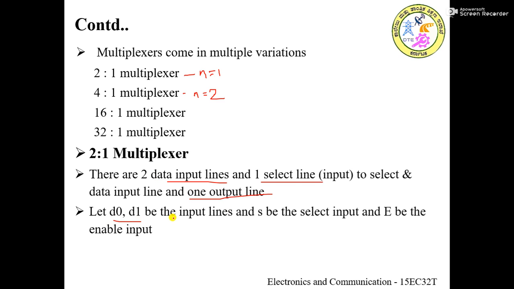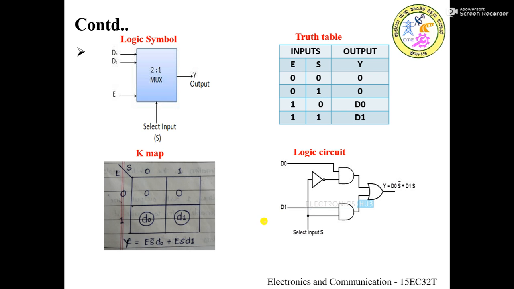Let us consider d0 and d1 as the input lines or input variables. You can name them in any fashion; you can rename them as x and y, whatever. d0 and d1 be the input lines, s be the select input, e be the enable input, and y be the output. So you can see the logic symbol shown here.